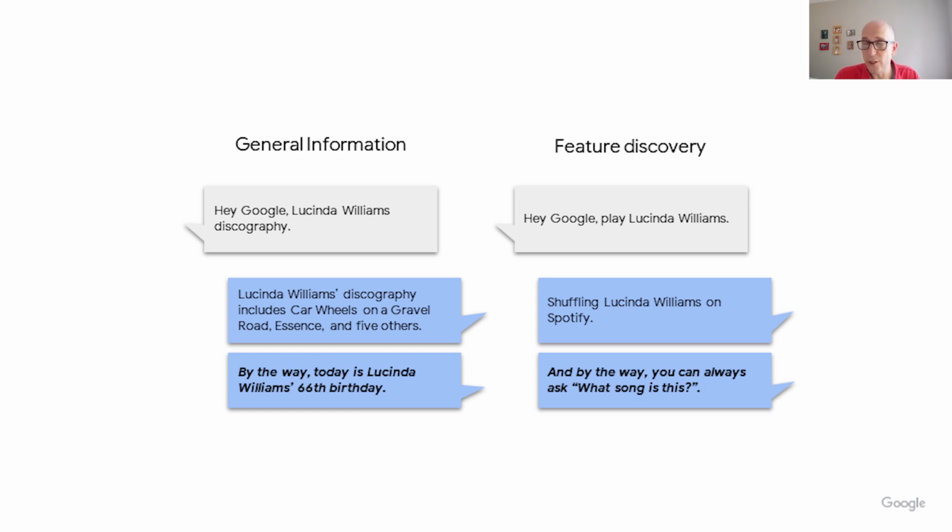One is general information about the world. So somebody asks about Lucinda Williams' discography, and we can come back and say first the discography, but then also say, and by the way, it's her birthday, or something else that is relevant at that point about Lucinda Williams or something else about the user's query. But then the other way it can be used is to teach the user about other features of the Google Assistant. And we'll be focusing more on that second one right now.